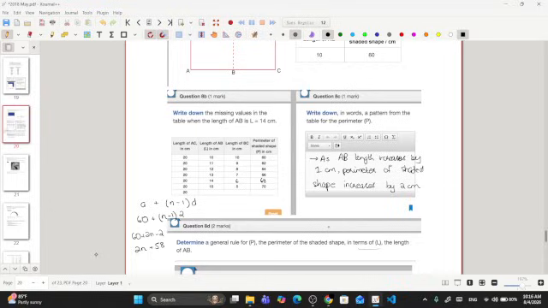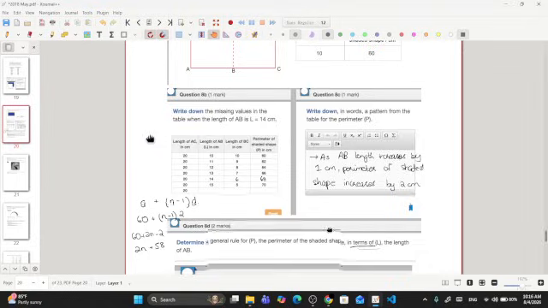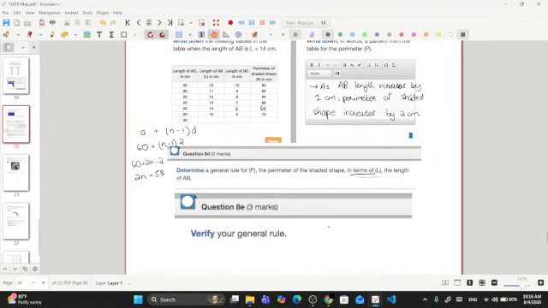So as of yet, if someone solves it like this, they're only going to get 1 mark. Why? Although their answer is correct for the perimeter, if I substitute values, I do get the right answer. But here it says it in terms of length. So what change do we have to make? In terms of length, we have to substitute the value of n with L. So it should be 2L plus something.